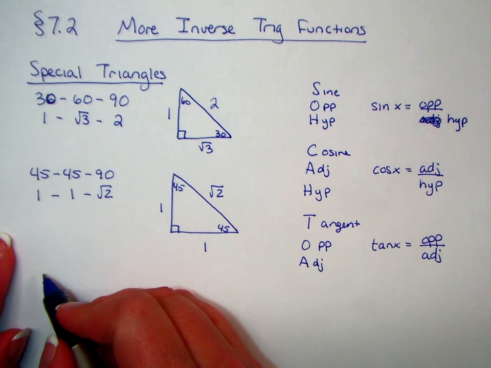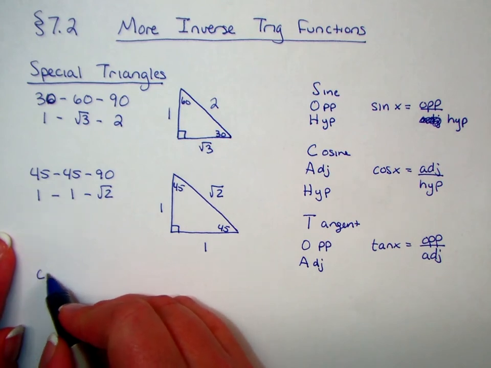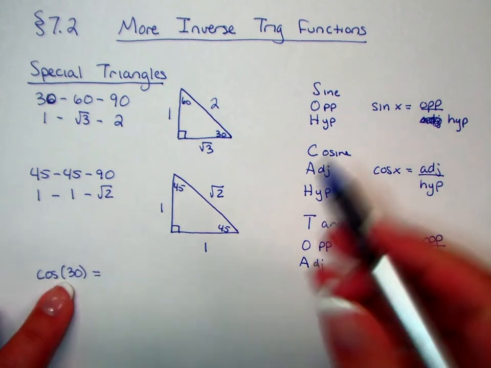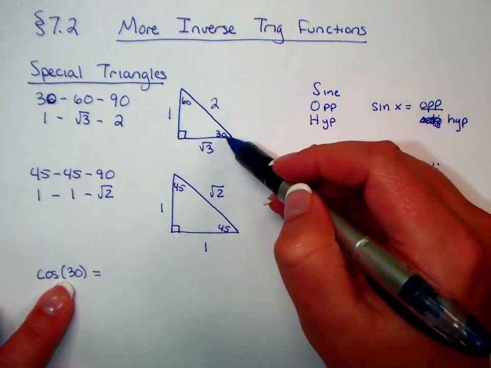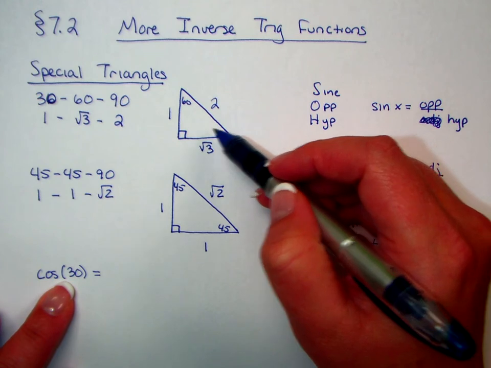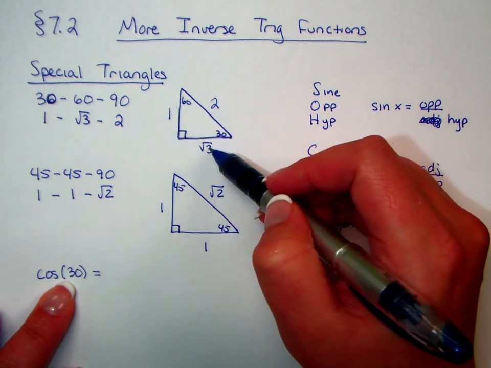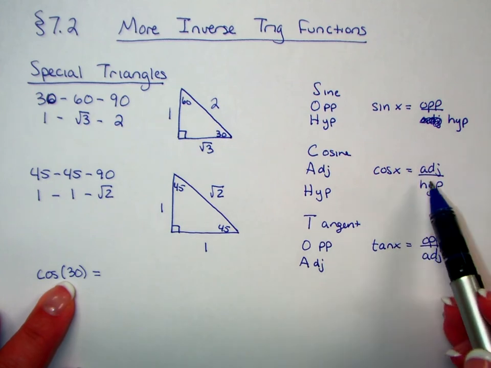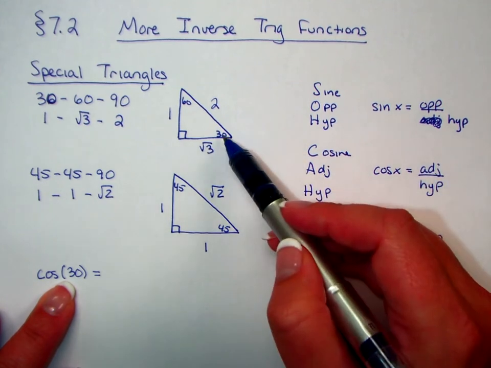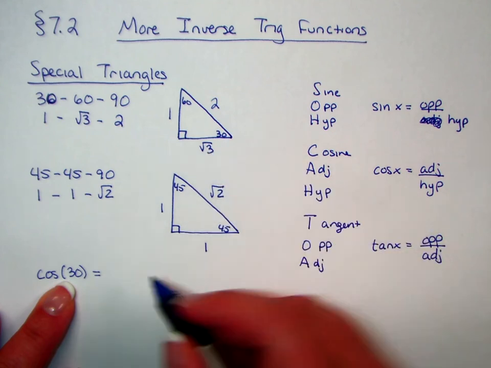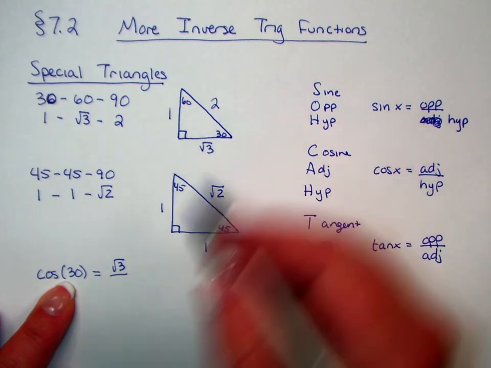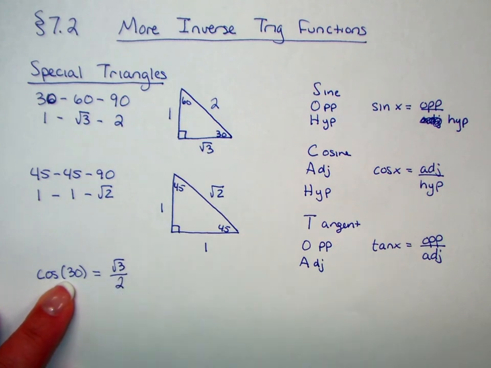So what is cosine of 30 degrees? Right, I'm going to look at my special triangle here. And here's my 30 degrees. So the opposite side is 1. The adjacent side is rad 3. The hypotenuse is 2. So cosine is adjacent over hypotenuse. So I'm going to find the adjacent side to 30, which is rad 3. And I'm going to put that over the hypotenuse, which is 2. So I get cosine of 30 is rad 3 over 2.